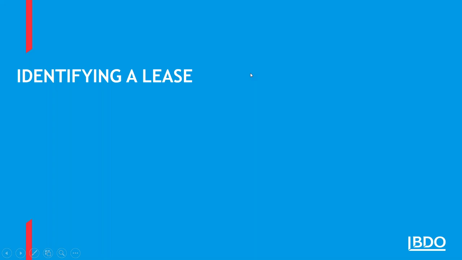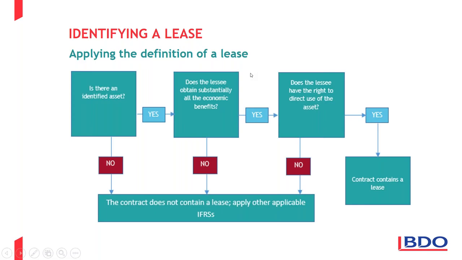So let's start, first of all, with identifying a lease. So a little bit of a recap from earlier training we've done earlier in the year. We've said if you want to identify whether there's a lease or not, there's three key questions to ask. And the first one is, is there an identified asset? And then if you say, yes, I've got an identified asset, the next question is, does the lessee obtain substantially all the economic benefits from that identified asset? And if you say yes to that as well, the third question is, does the lessee have the right to direct the use of that asset?